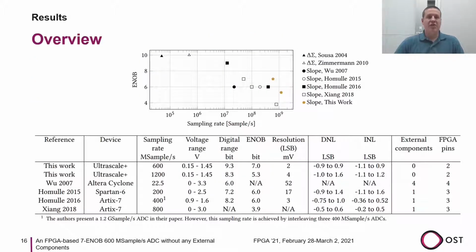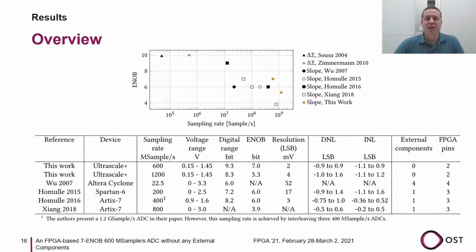I present you now the results of our ADC. The ADC is compared to previous publications. Wu built a slope ADC that used multiple external elements. Homeul later used only one external resistor to build a slope ADC. Xiang also built a slope ADC with an external resistor, but used a different time-to-digital converter. As it can be seen in the top image, the presented ADC achieves a higher ENOB at a higher sampling rate than the previously published ADCs.